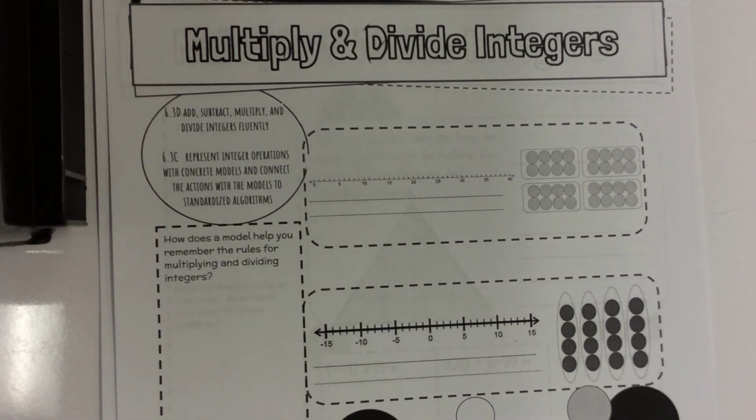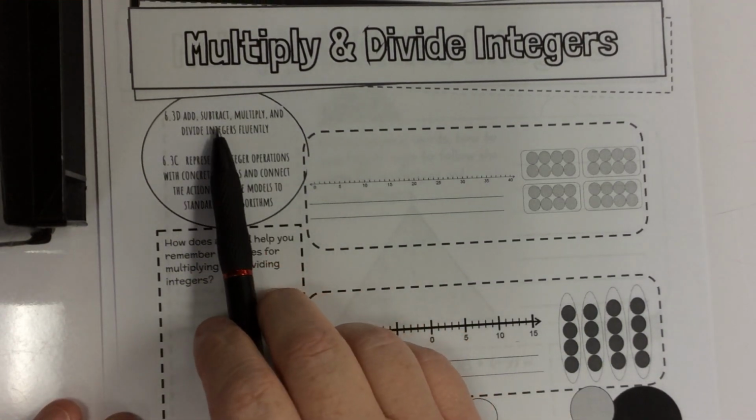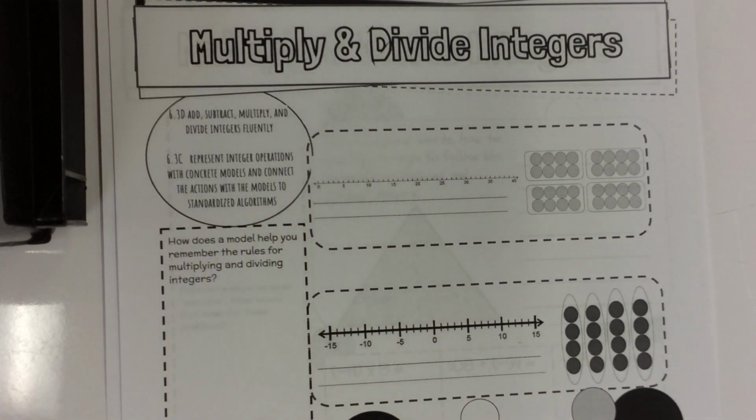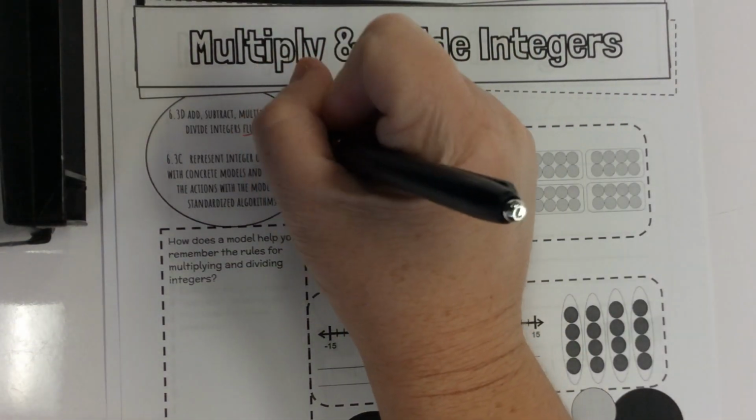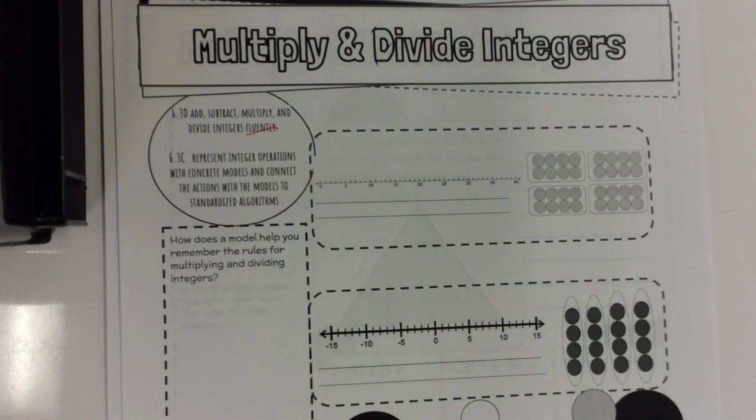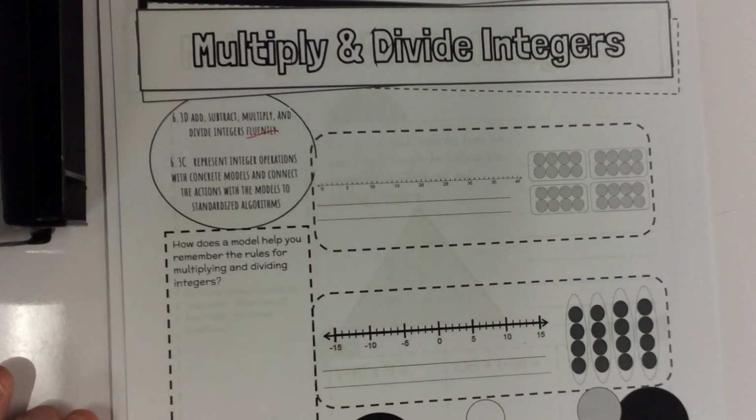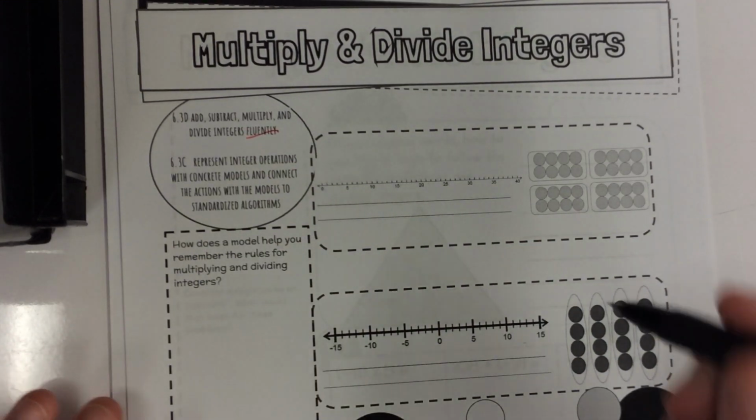Now we are going to be multiplying and dividing integers. Okay, our standard is 6.3D: add, subtract, multiply, and divide integers fluently. Remember what fluently means? It's like when you speak another language fluently. You can do it without having to stop and slow down and think about what your actual steps are, okay? And we're also going to represent these integer operations with models, okay?